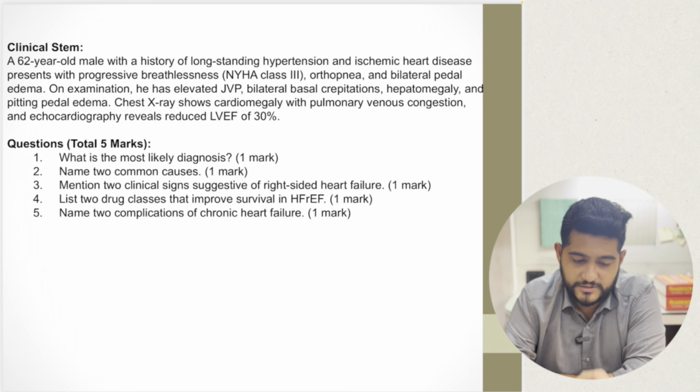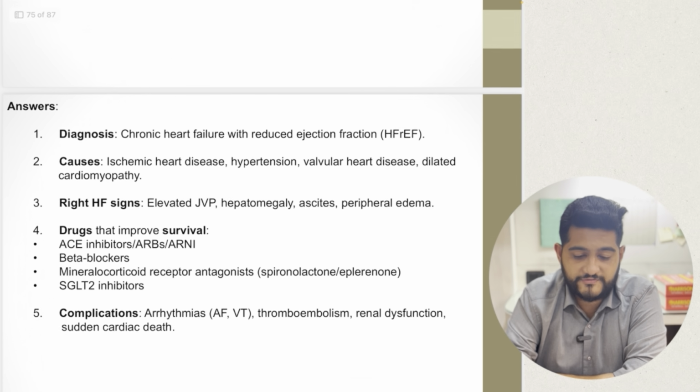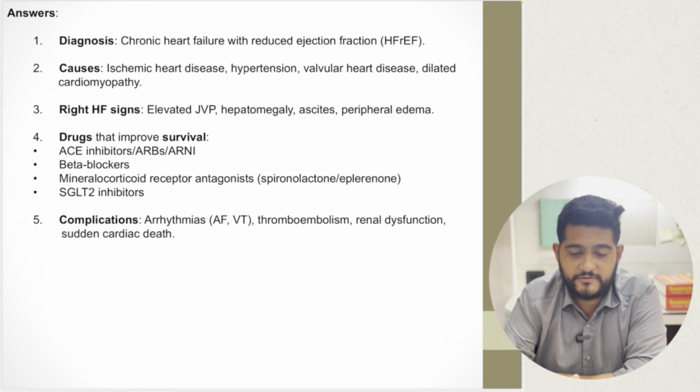And they have asked what is the most likely diagnosis, two common causes, two clinical signs suggestive of right-sided failure, two drugs that improve survival, and two complications of chronic heart failure. So the diagnosis is very clear: chronic heart failure with reduced ejection fraction, that is HFrEF. Causes are ischemic heart disease, one of the most common causes, hypertension, valvular heart disease, and dilated cardiomyopathy.